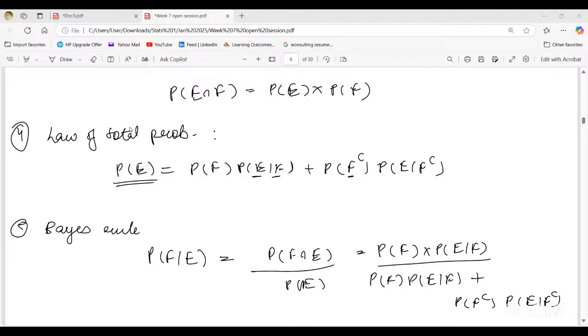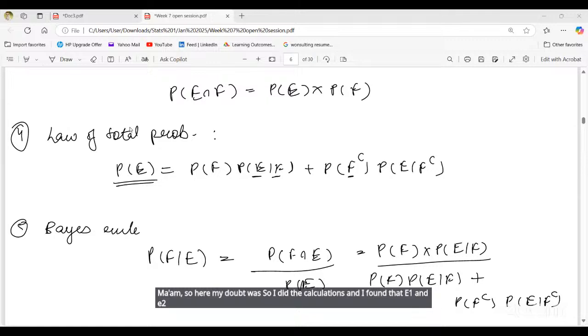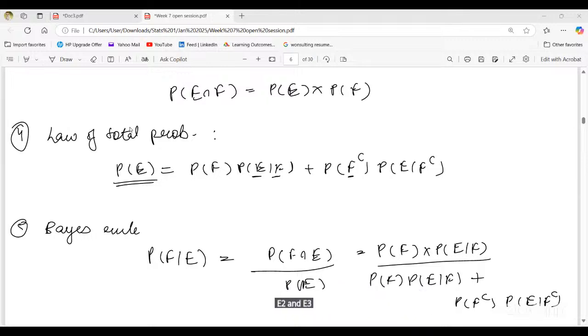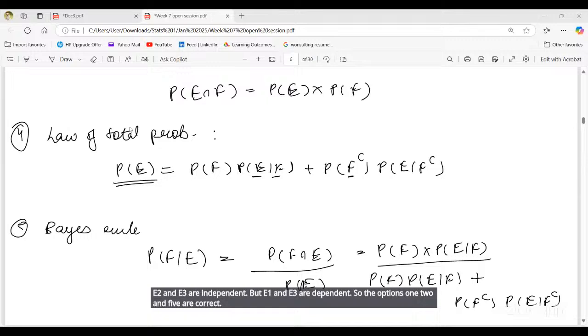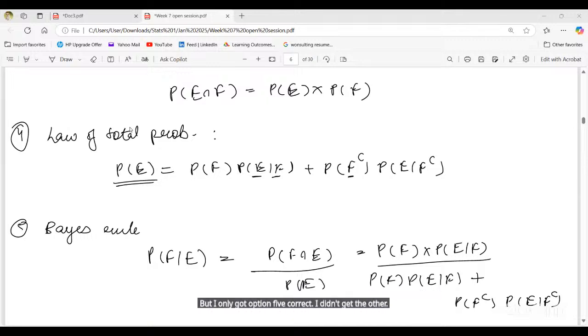Ma'am, here my doubt was, I did the calculations and I found that E1, E2 and E3 are all dependent, but the answer scheme is saying that E1 and E2 are independent, E2 and E3 are independent, but E1 and E3 are dependent. So options 1, 2, and 5 are correct. But I only got option 5 correct. I didn't get options 1 and 2 correct. Could you help me with that?